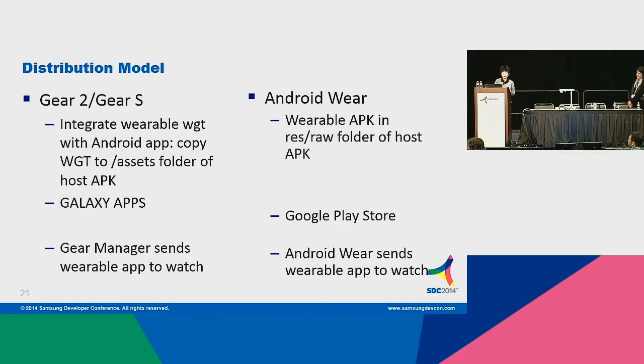Quick recap of what you need to do when you distribute your app. For Gear 2 and Gear S, you need to integrate your Wearable widget file with your Android app by copying the widget file to the assets folder of your phone APK. Get it submitted to Galaxy App Store. During the installation, Gear Manager assigns the Wearable widget file to the watch installer. Android Wear part: the Wearable APK has to be copied over to the resource raw folder of your host APK. Get it submitted to Google Play Store. The Android Wear interface package will send the wearable app to your watch.